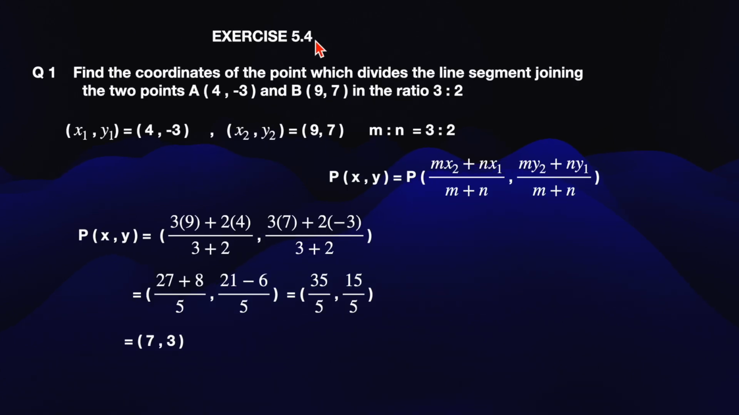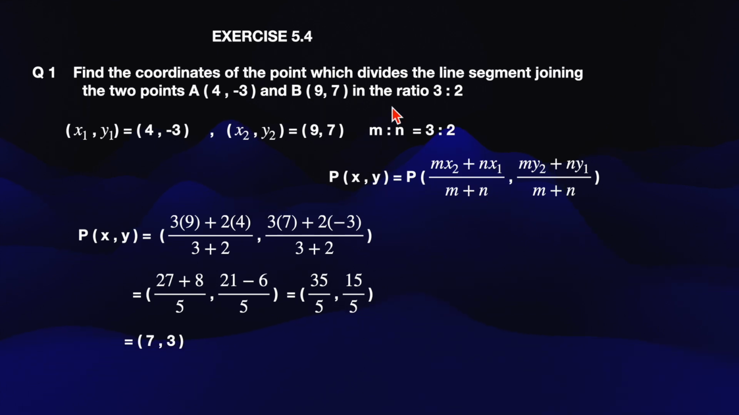Exercise 5.4. Question 1. Find the coordinates of the point which divides the line segment joining the 2 points A(4, -3) and B(9, 7) in the ratio 3:2. So here we are going to apply the section formula.